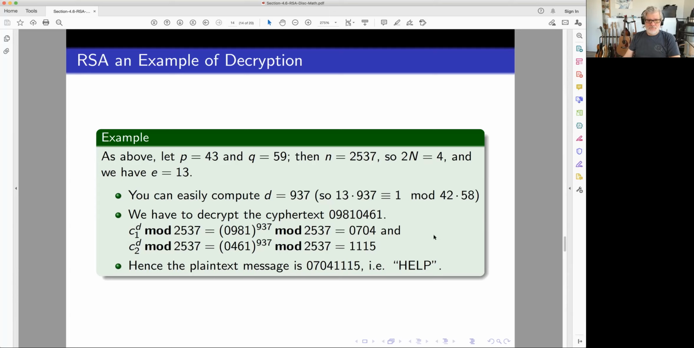Okay. So there's no real mystery behind this whole thing. To encode, you raise to the power E; to decode, you raise to the power D. These powers will cancel out because of Fermat's little theorem and the Chinese remainder theorem combined. So that's essentially the whole story, the whole idea. All right.